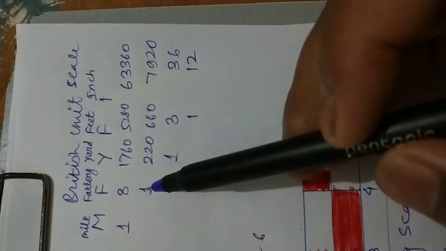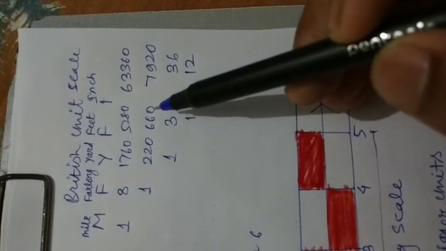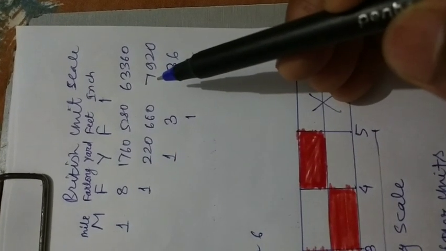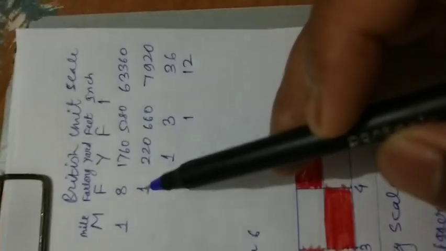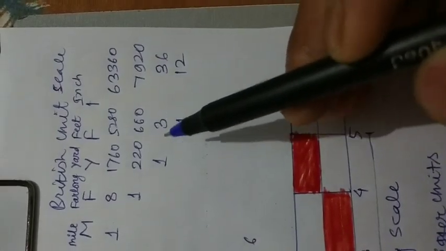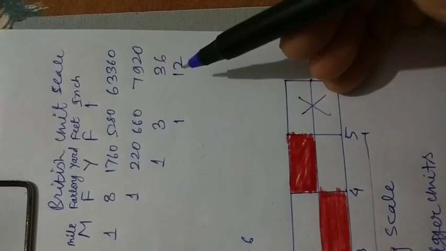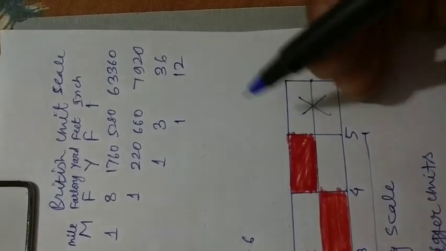So 1 furlong is equal to 220 yard, and 1 furlong equal to 660 feet, and 1 furlong equal to 7920 inches. Like that, 1 yard equal to 3 feet, and 1 yard equal to 36 inches. So 1 foot equal to 12 inch.